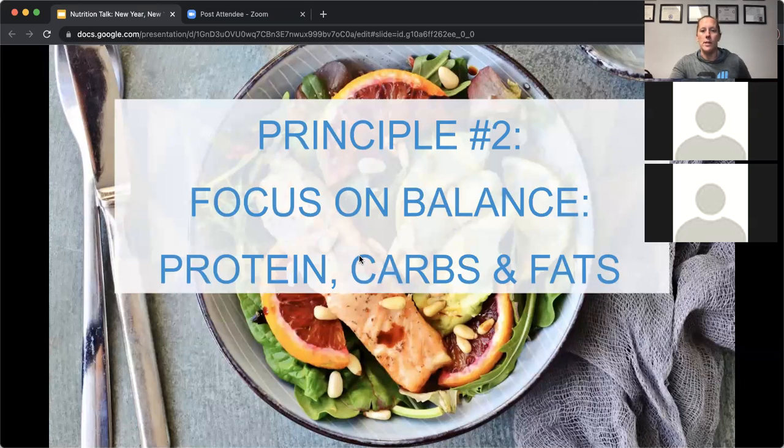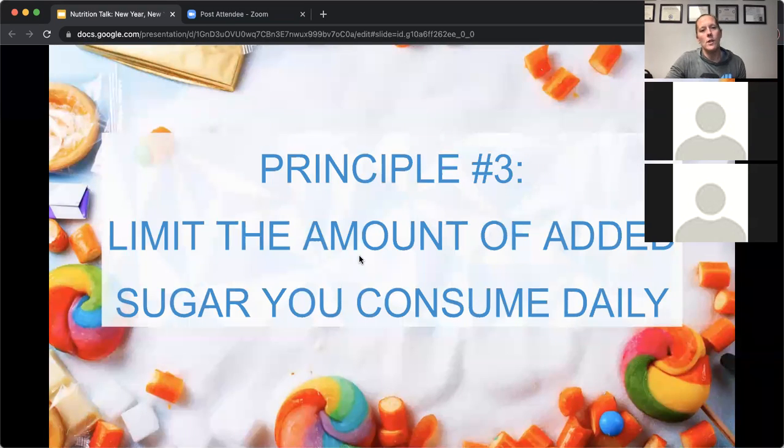Number two is to focus on balance. And when we say balance, we mean every meal and snack you're eating throughout the day has a carbohydrate, a protein, and a fat. Pairing each meal and snack with all three of these is going to help you stay full for longer. Number three, of course, is to limit the added sugar.